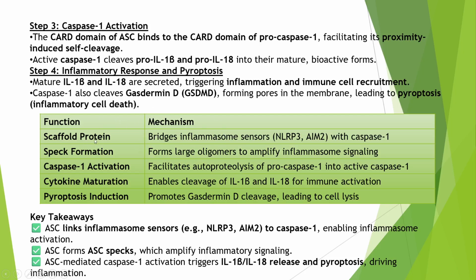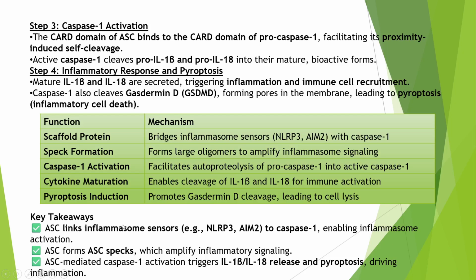So, a gist of this is scaffold proteins bridging inflammasome sensors NLRP3 and AIM2 with caspase 1. Speck formation is formation of large oligomers to amplify the inflammasome signaling. Then caspase 1 activation facilitates autoproteolysis of procaspase 1 into active caspase 1. Then cytokine maturation, the pro forms of your interleukins are now cleaved and active forms are formed. Then this eventually leads to promotion of gasdermin cleavage, leading to cell lysis by pyroptosis.